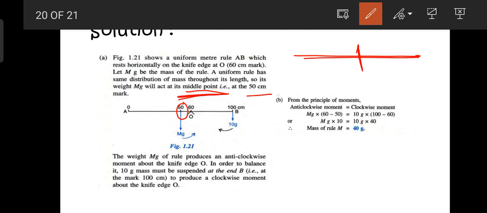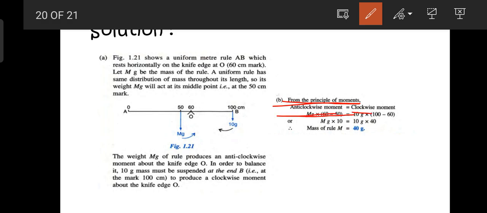So that's why we have taken 50. Now the weight mg of the rule produces an anti-clockwise moment. I have told you that this will produce anti-clockwise, this will produce clockwise. In order to balance it, a 10 gram mass must be suspended at point B to produce a clockwise moment. So now what is the mass? We have to calculate that, from the principle of moments: anti-clockwise moment is equal to clockwise moment.